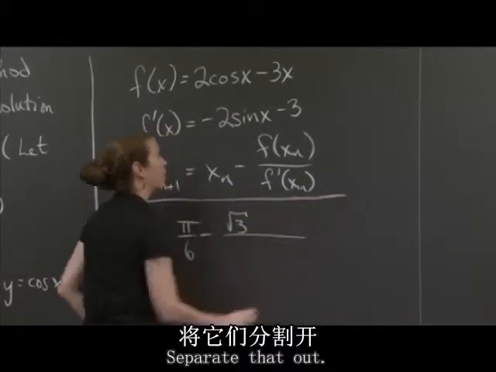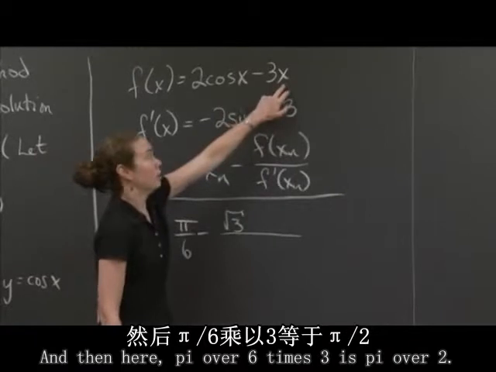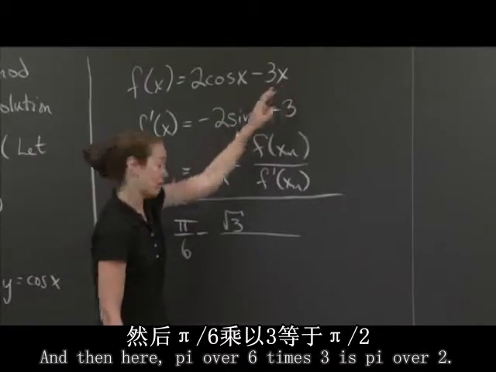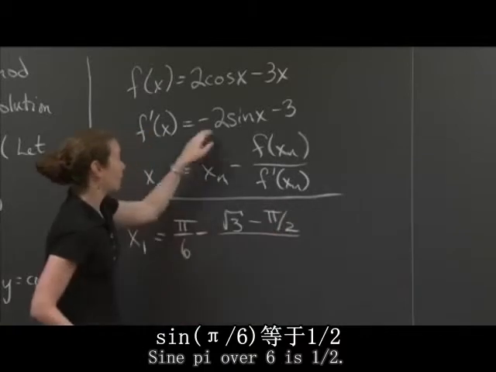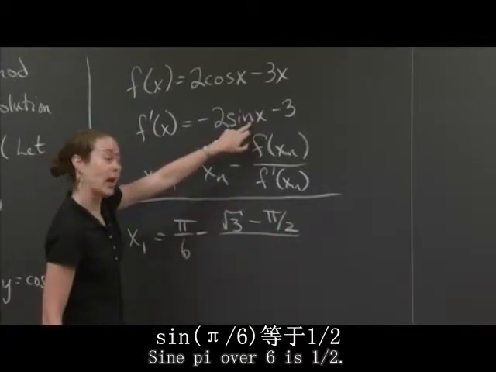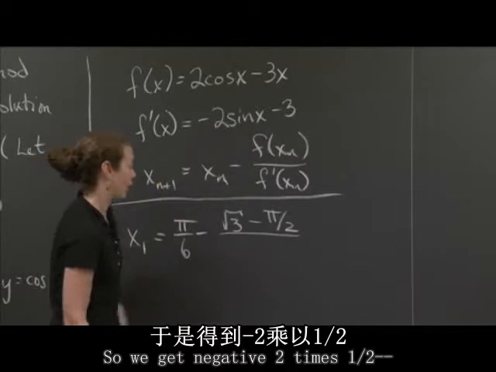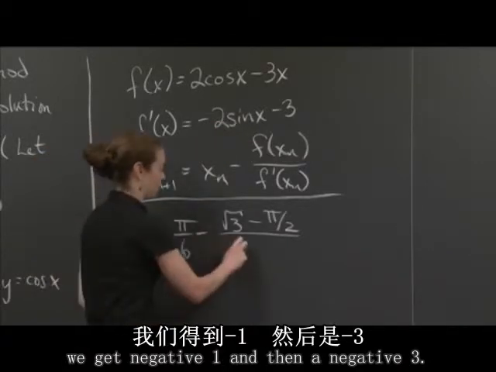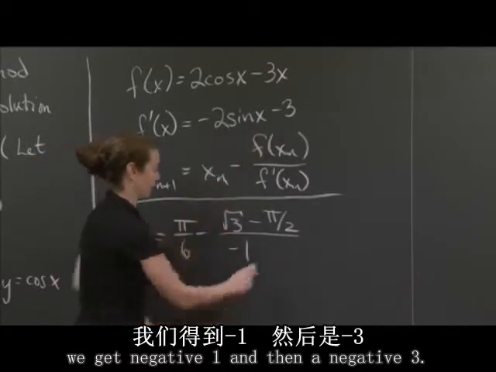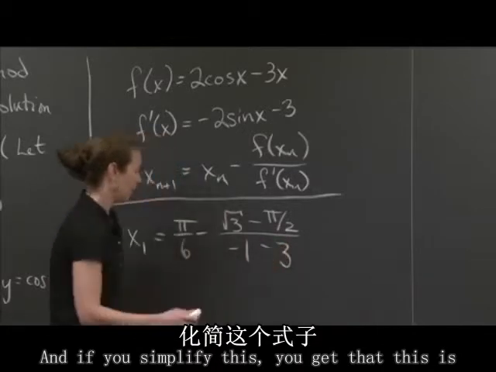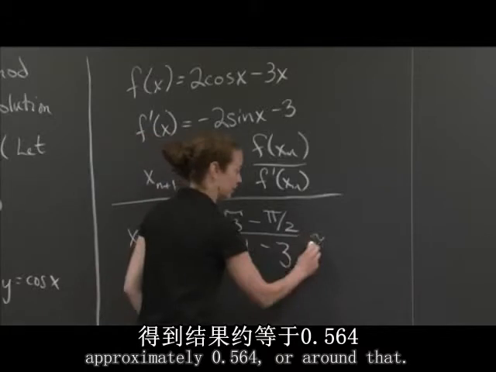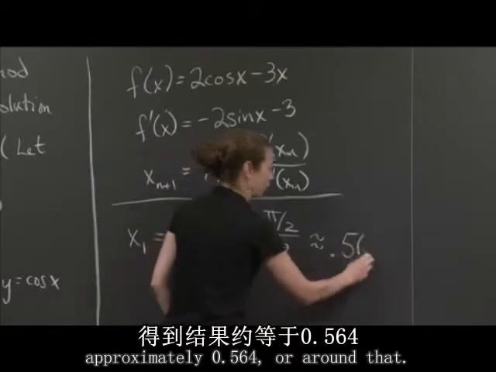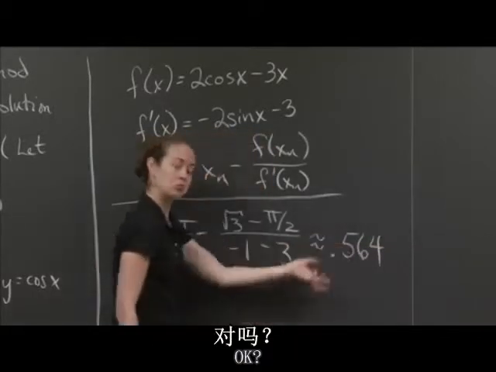Separate that out. And then here, pi over 6 times 3 is pi over 2, so we get a minus pi over 2. Sine pi over 6 is 1/2, so we get negative 2 times 1/2, we get negative 1, and then a negative 3. And if you simplify this, you get that this is approximately 0.564, or around that. Okay?